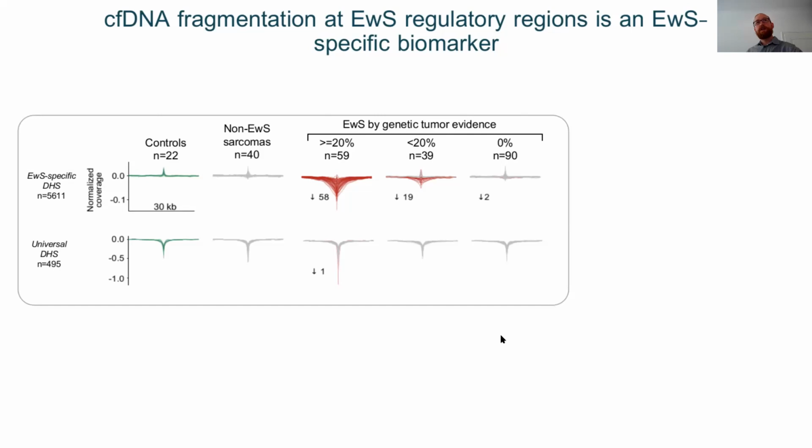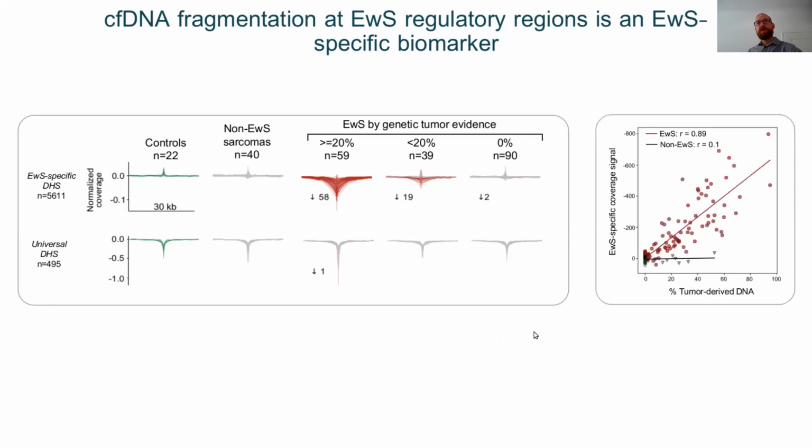It turns out that the Ewing sarcoma specific DNase hypersensitivity signature is a very quantitative marker for tumor content, as you can see on this plot on the right. So on the y-axis, we have the LIQUORICE inferred coverage signal, and on the x-axis, we have the percentage of tumor-derived cell-free DNA as inferred from independent genetic markers. You can see that for our Ewing sarcoma samples, this correlation is very high, reaching a correlation coefficient of 0.89. Whereas for non-Ewing sarcoma samples, this correlation is virtually non-existent.